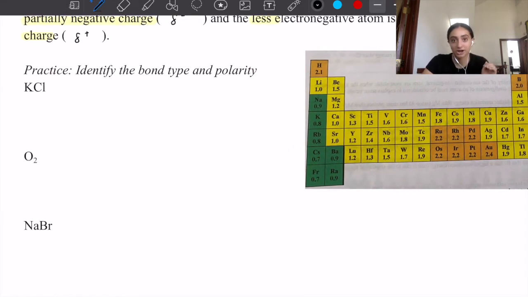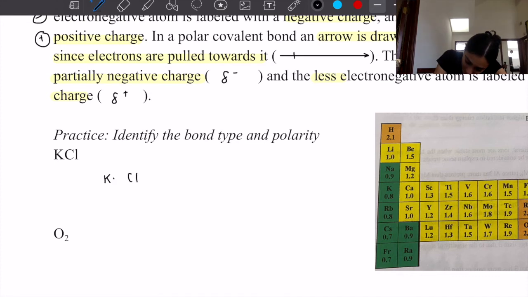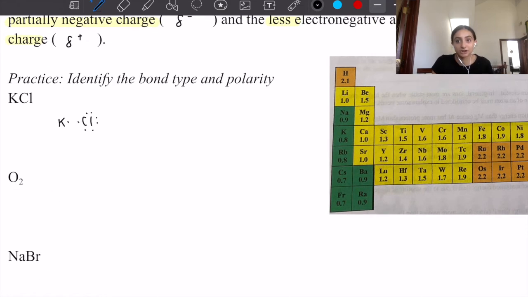So with each kind of bond, you're always going to want to start by drawing the Lewis structure. So I have potassium and chlorine. Potassium has 1 valence electron and chlorine has 7. So we can't fully draw the Lewis structure with the bonds until we know what kind of bond we are talking about, because there are correct ways to draw each kind of bond.